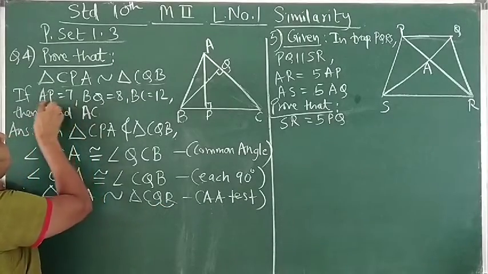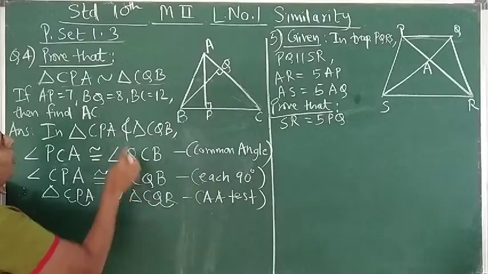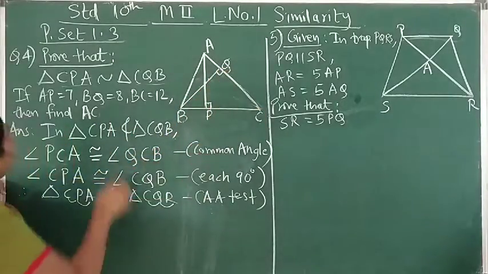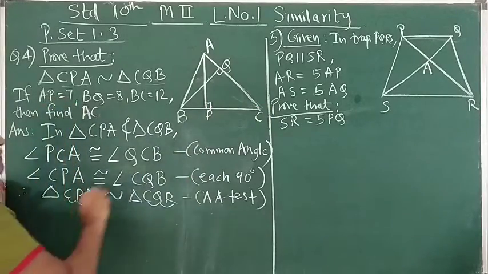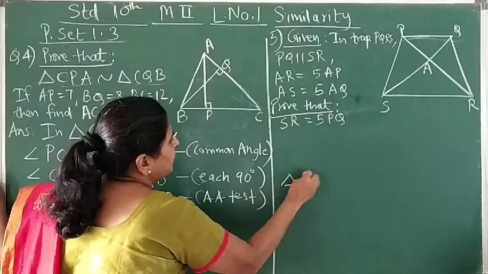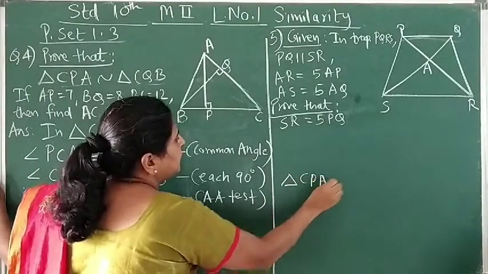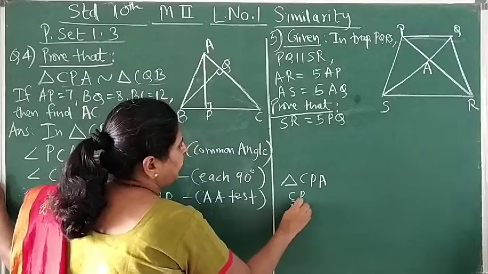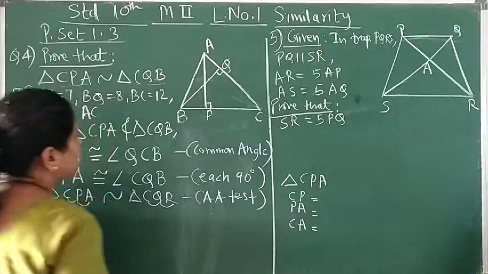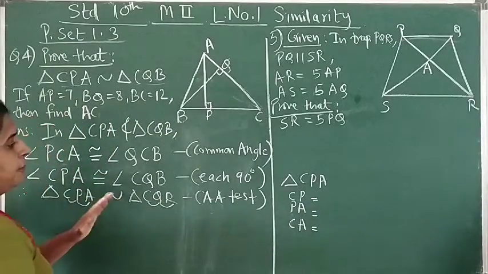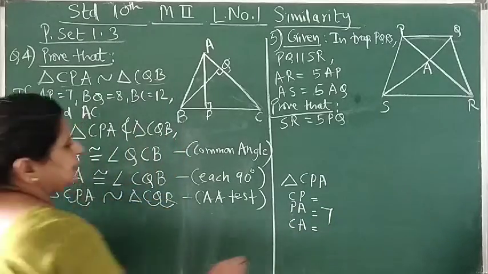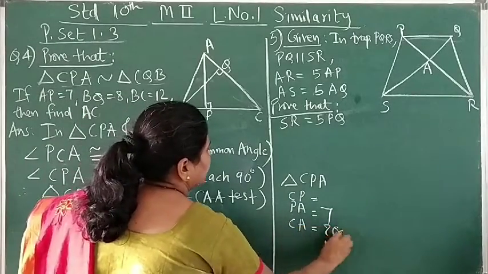Do we want PA? Yes, we have PA here. And do we want QR? Where is QR? This is QR. Let's check what is given to us. AP is given 7. Let's do some rough work. In triangle CPA, the three sides are CP, PA and CA. CP is not given. PA is AP, it is 7. CA is AC, that we have to find. We can take it as X.